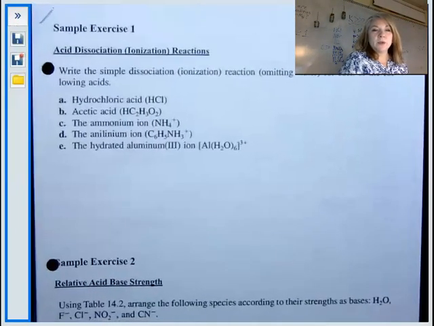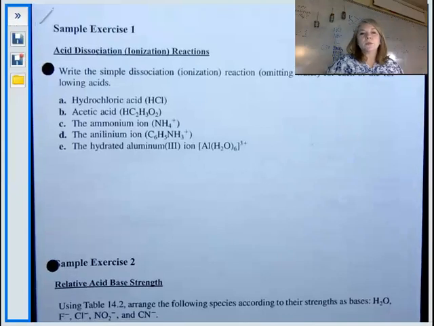All right, so sample exercise 1 says, write the simple dissociation or the ionization reaction.